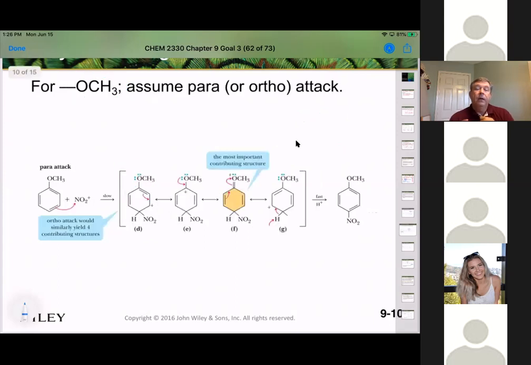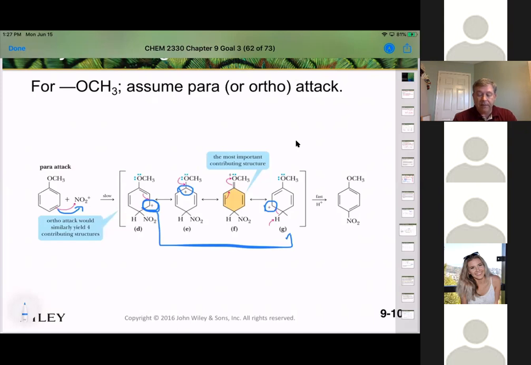Okay, now let's assume instead of doing a meta attack, let's look at a para attack, because para attack and ortho attack will give us these carbocations in the exact same places. Okay, so if we do that exact same thing and the electrons come out and grab our nitrogen, we're going to generate a partially positive charge next to that, a positive charge next to that, which is resonance stabilized with this positive charge, which if we went the other direction, we would have that positive charge here, okay? Notice we have a 4th resonance contributor we did not have before.